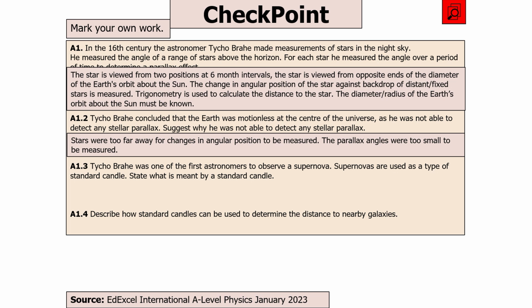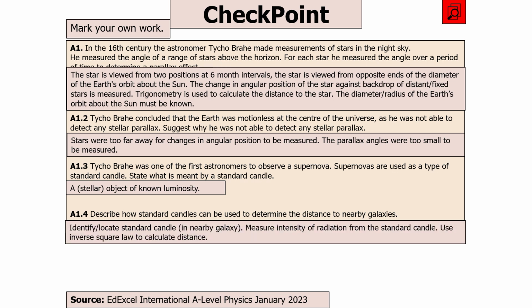Now a standard candle, you've got to know the definition. It's a stellar object of known luminosity or known absolute magnitude. Now you can work out distances with standard candles, because if you can measure the intensity of radiation from the standard candle, you can work out its apparent magnitude, you know its absolute magnitude, so therefore you can work out its distance.